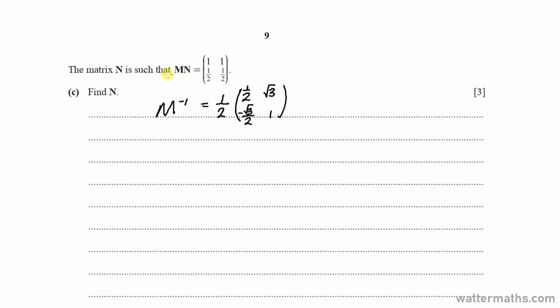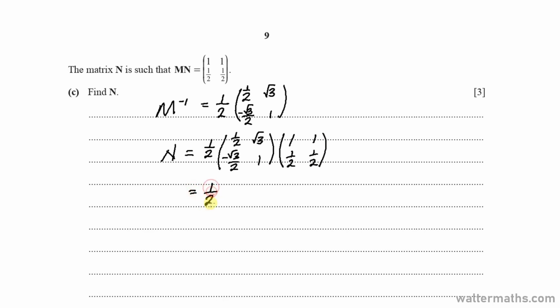Now we know that to get rid of the M on the left hand side so that we're left with N, we have to multiply both sides by the inverse of M. So if we multiply the left side by the inverse of M, then we'll be left with N on the left side. And we're going to multiply the right side again with the inverse of M. So that'll be a half here. That's M inverse, multiplying the matrix 1, 1, a half, a half. So let's do the multiplication.